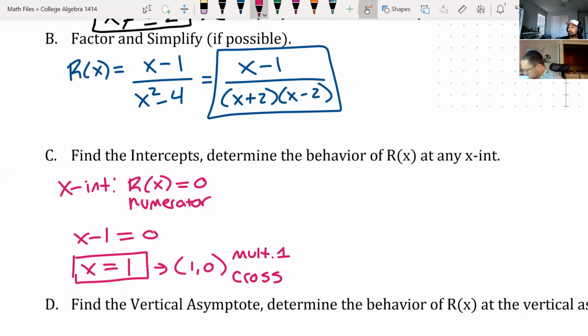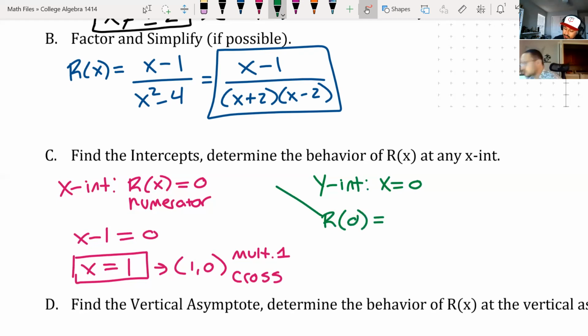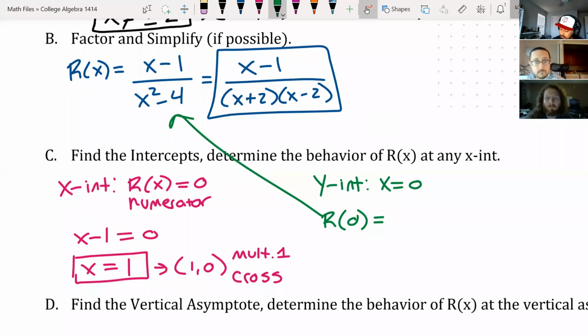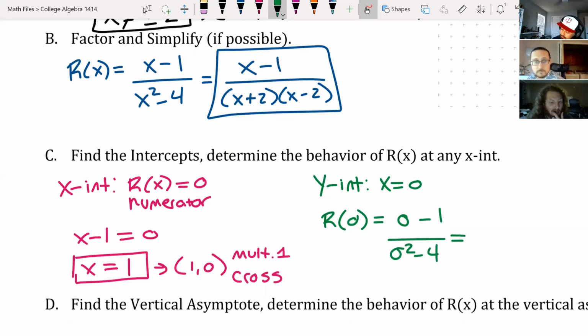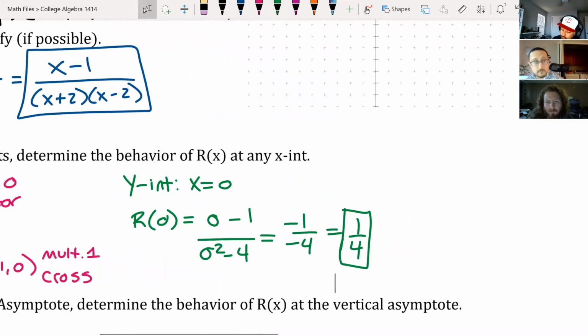Okay. So now let's go ahead and find the y-intercept. Y-intercept, we let x equal 0, and we'll plug 0 into the function. And normally for this one, it's easier to choose the unfactored form, just a little bit faster. So we'll just have 0 minus 1 over 0 squared minus 4, and you'll get negative 1 over negative 4, which gives me 1/4. So there's our y-intercept at 0 and 1/4.